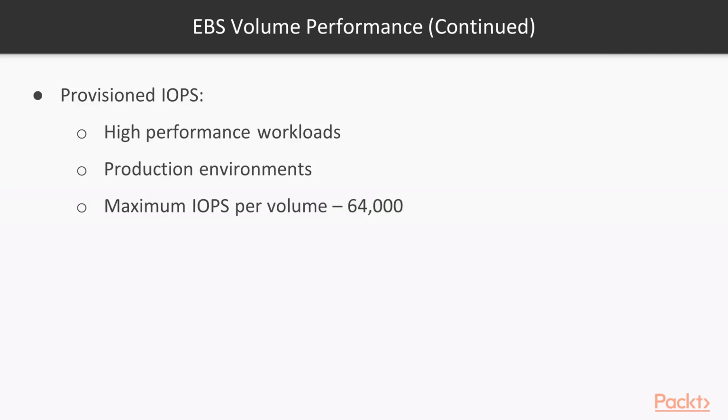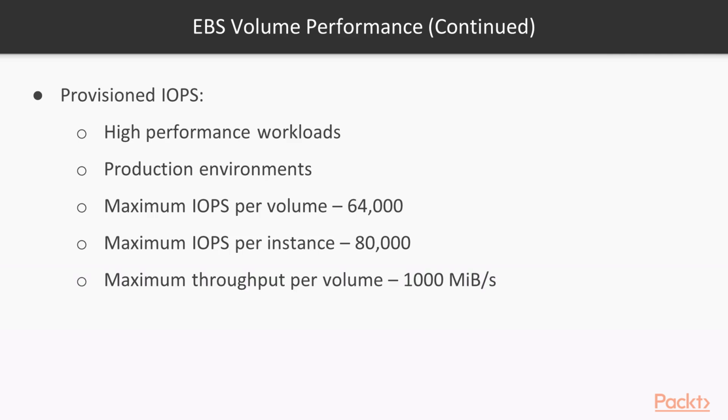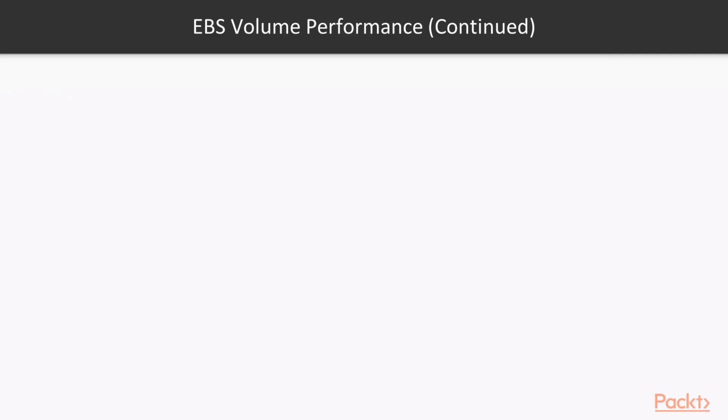The maximum IOPS per volume is 64,000. The maximum IOPS per instance is 80,000. And the maximum throughput per volume is 1000 megabytes per second. So if you are looking at, let's say, hosting a database workload in a production environment which has a high number of reads and writes, then you should consider the underlying EBS volume type to be provisioned IOPS.